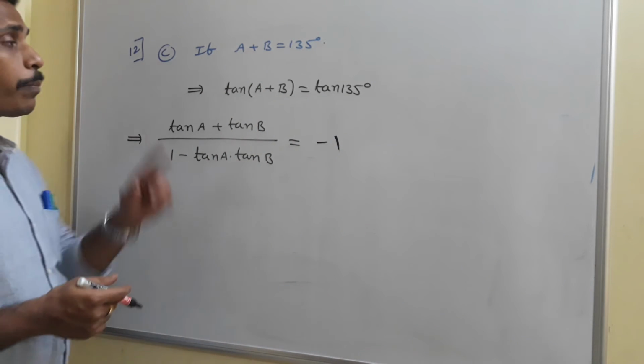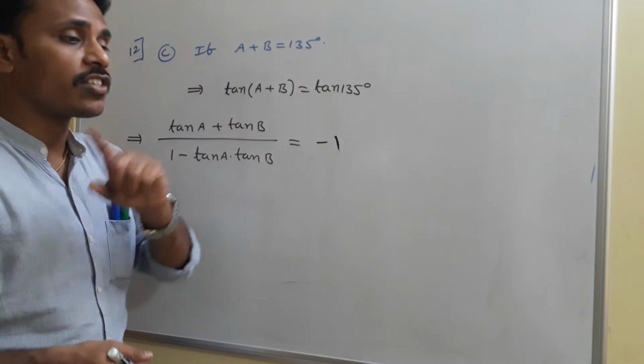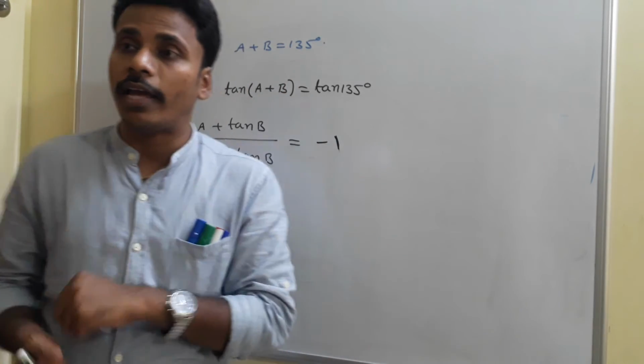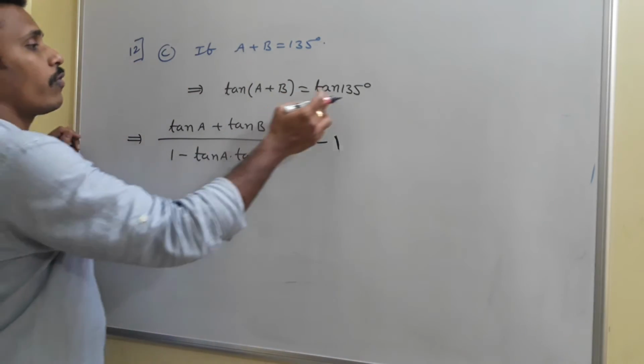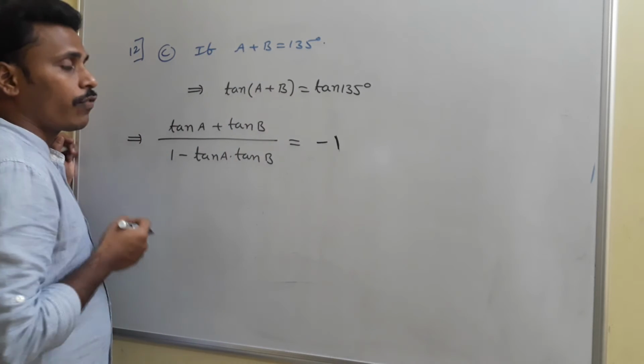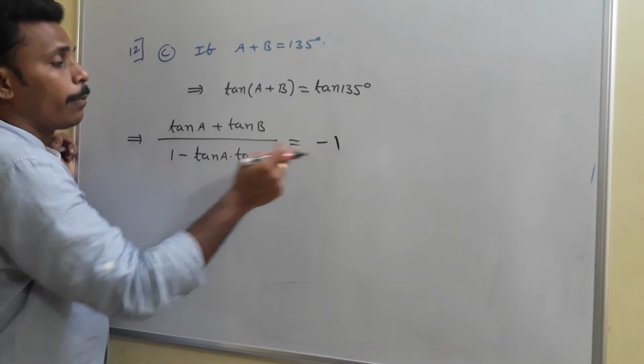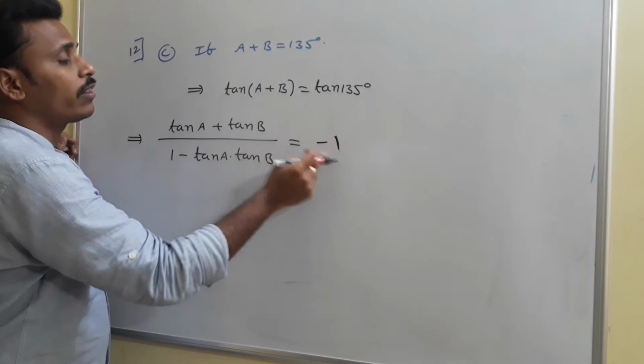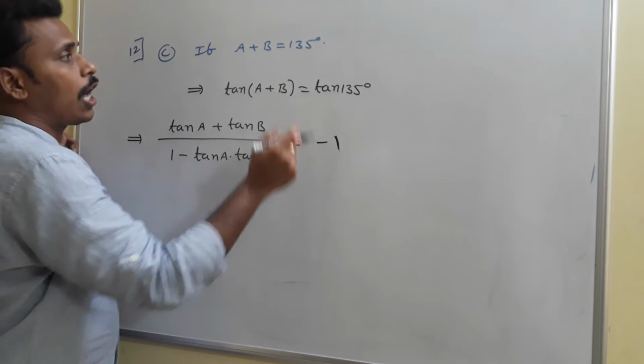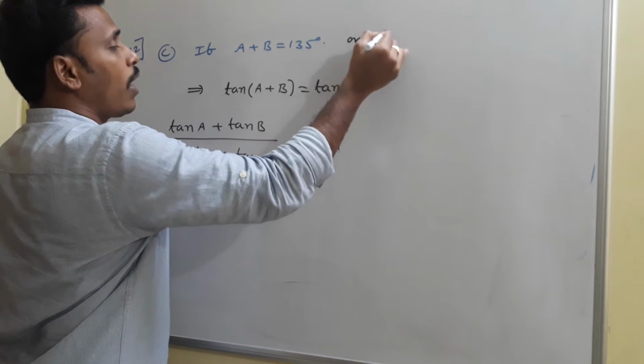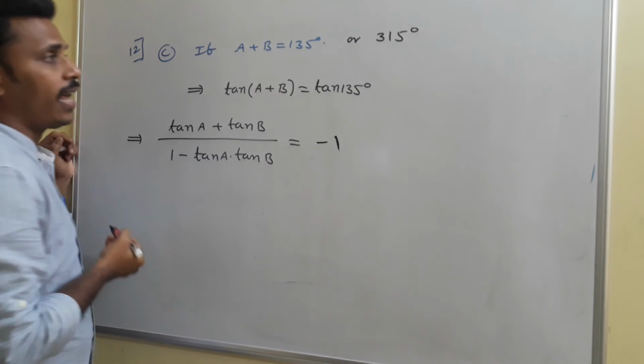In the previous cases, if the sum of the angles is either 45 or 225, you are finding that tan of this angle is 1 there. Tan 45 is 1 and tan 225 is 1. But here, what is tan of 135? Minus 1. Not only for 135, if you have here 315 degrees as an angle.